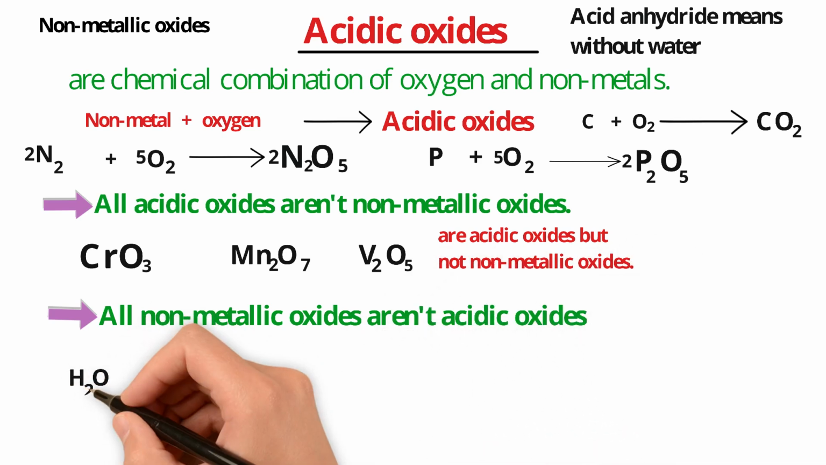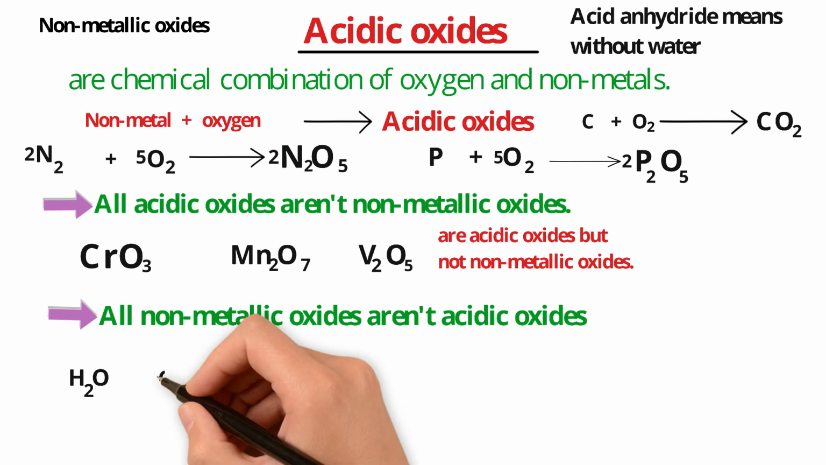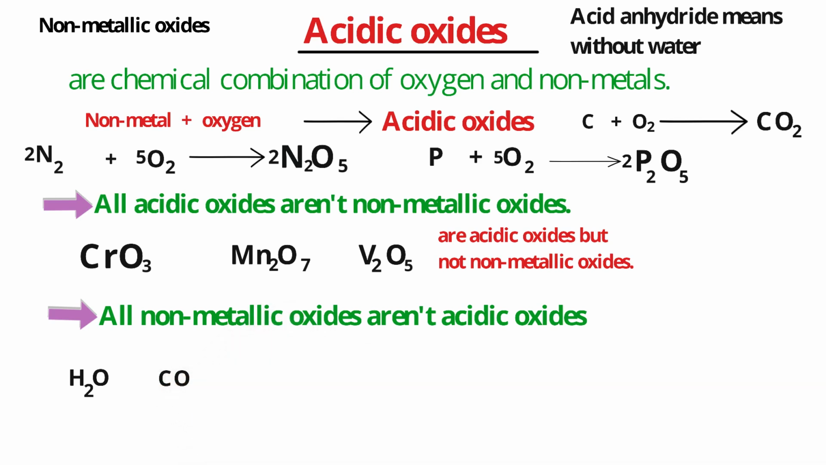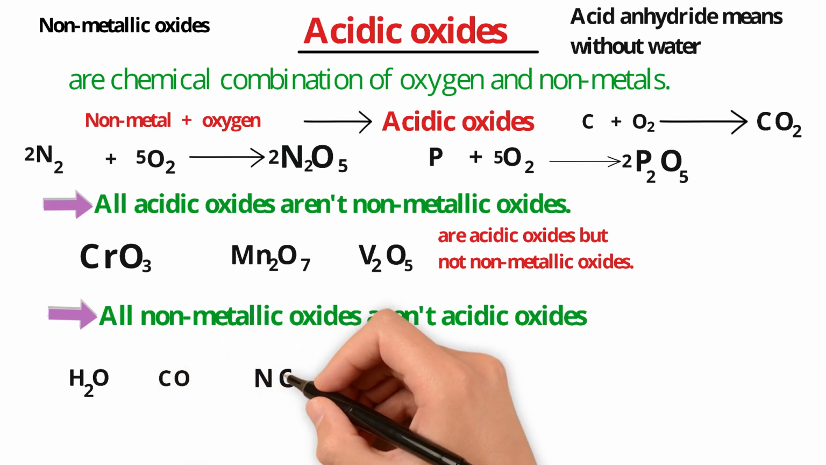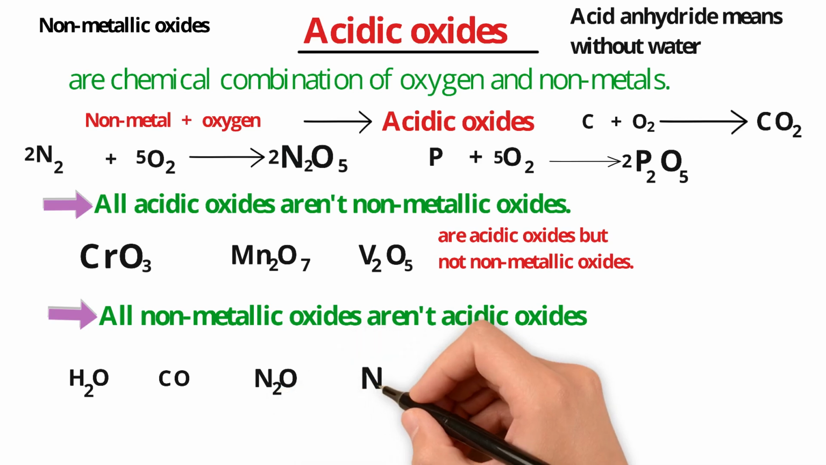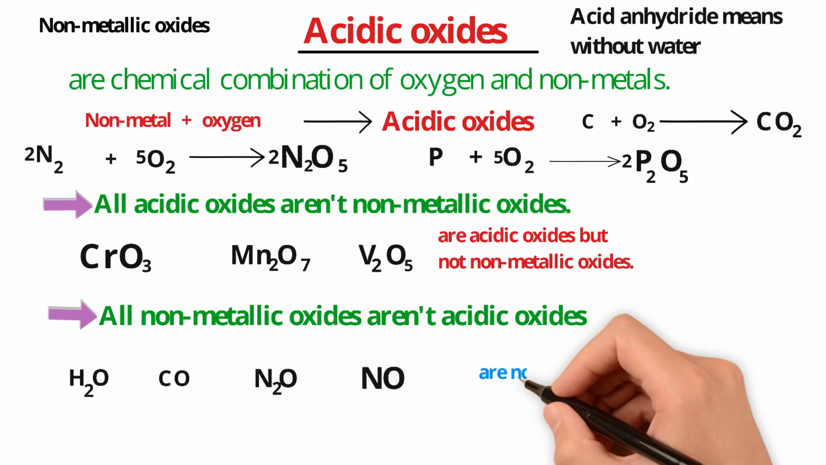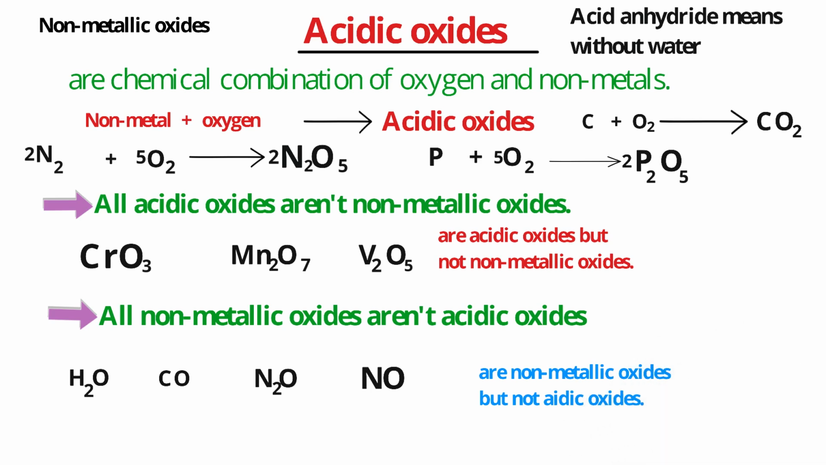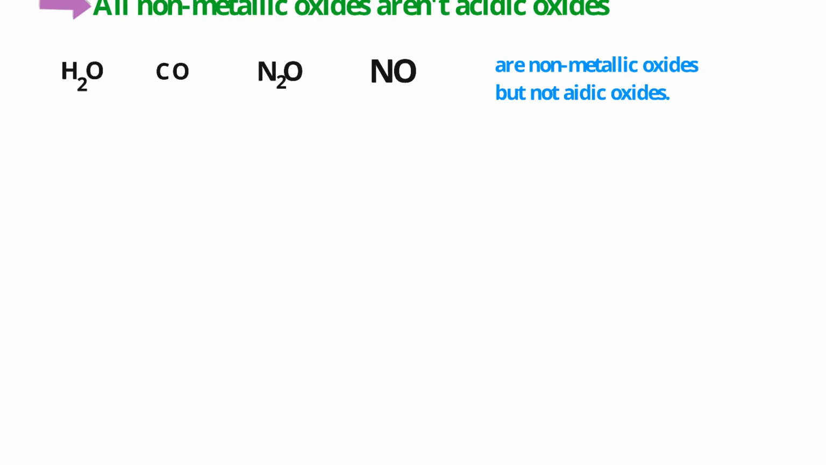They are metallic oxides. Not all non-metal oxides are acid oxides. For example, water, carbon monoxide, nitrous oxide, and nitric oxide are non-metal oxides, but not acidic oxides. They don't show acidic properties.